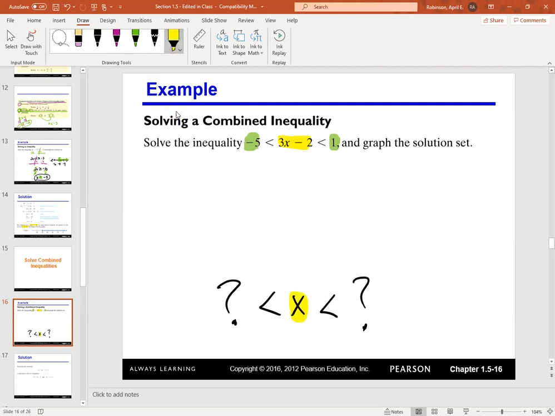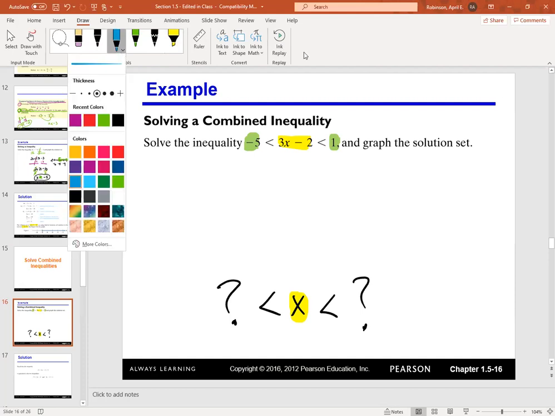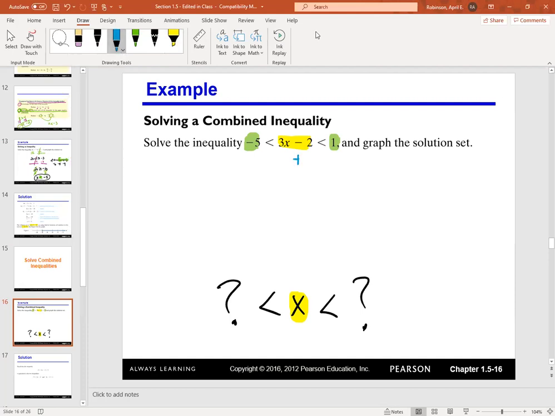I don't have just an x. I have a 3x minus 2. So I am going to add 2 to this so that it cancels out. But I also have to add 2 to both ends. I got to add 2 to this end and add a 2 to that end. So now I just have the 3x in the middle, getting closer to being just an x.